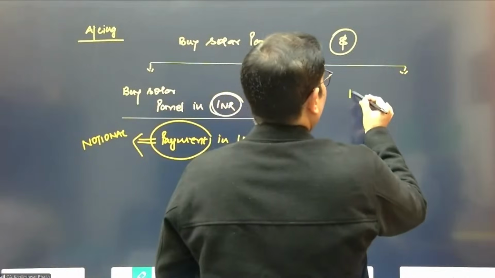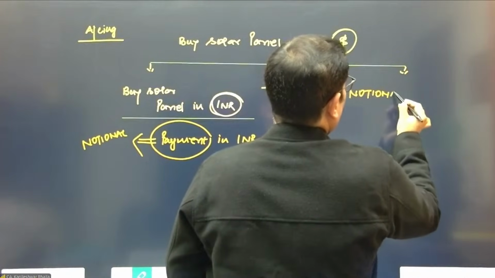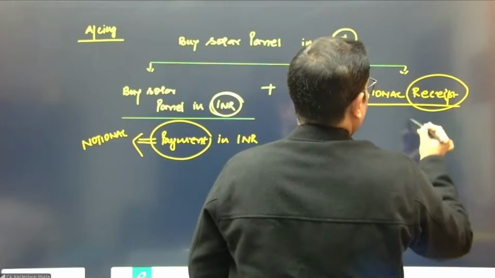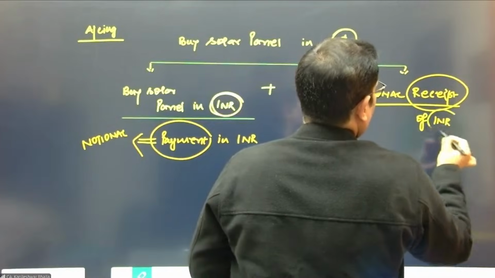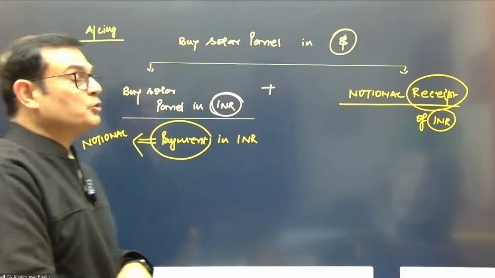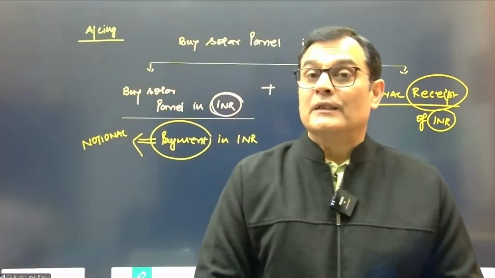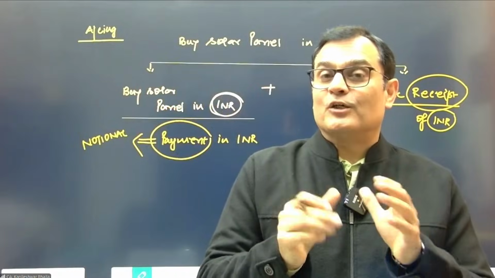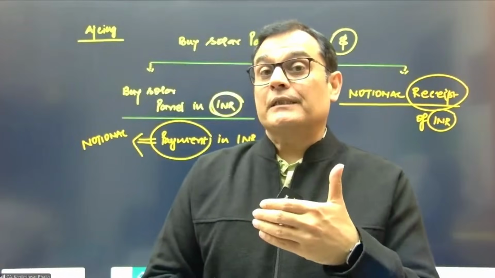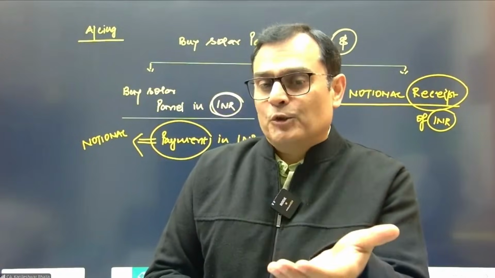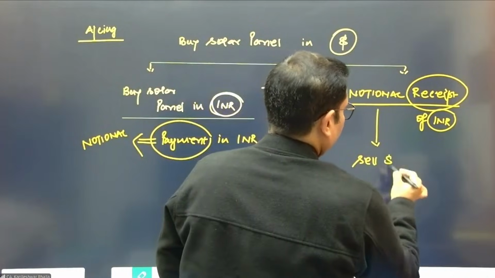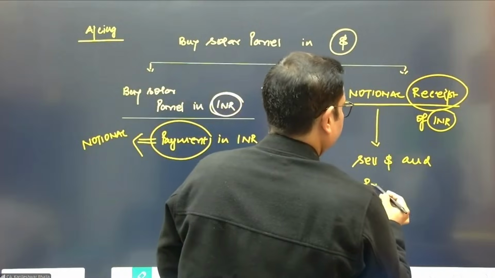So what do we need to do? We need to correspondingly create a notional receipt of INR. In order to cancel this transaction, we need to enter into a contract where you are able to show that there is going to be a notional receipt of INR. How will a notional receipt of INR arise? If you enter into a contract to sell dollars, then you will get Indian rupees. So we will create a transaction that we will sell dollars and receive INR.